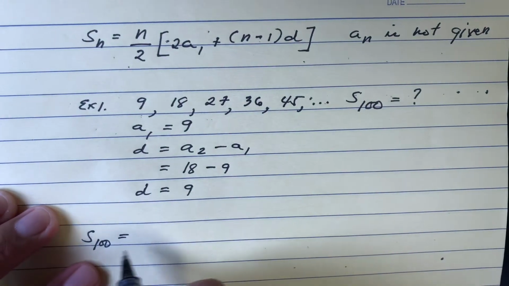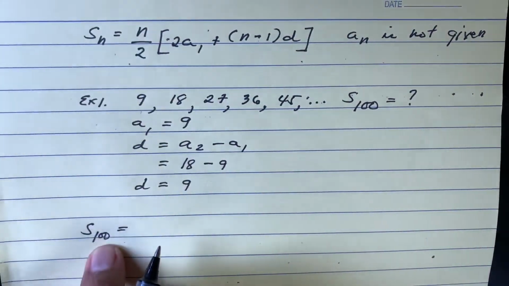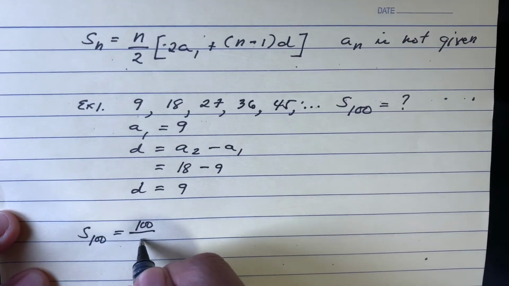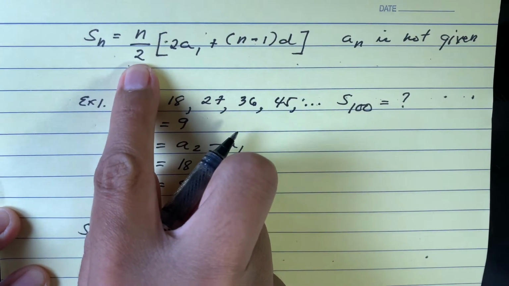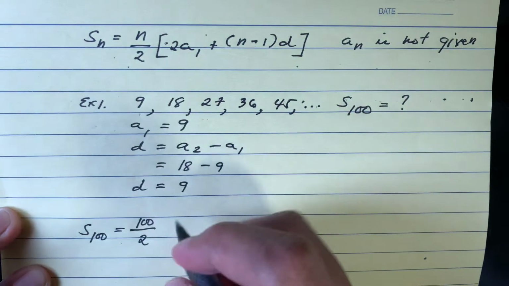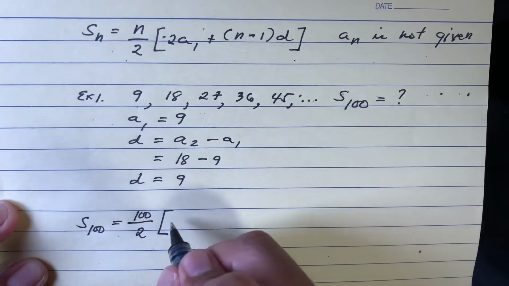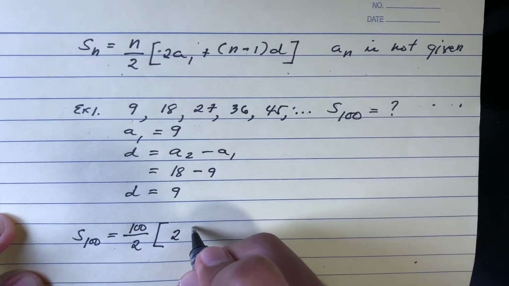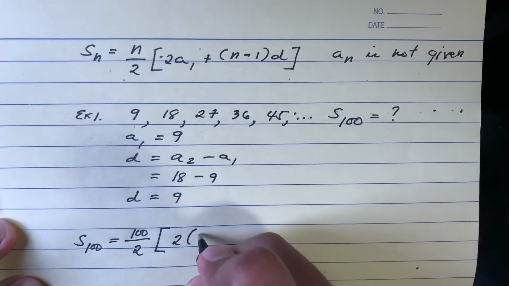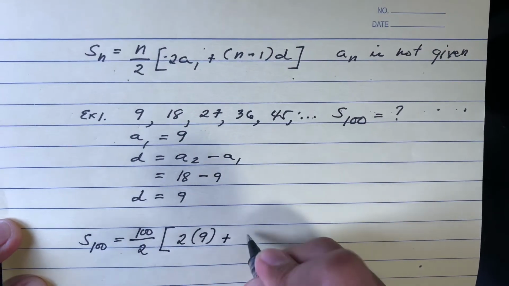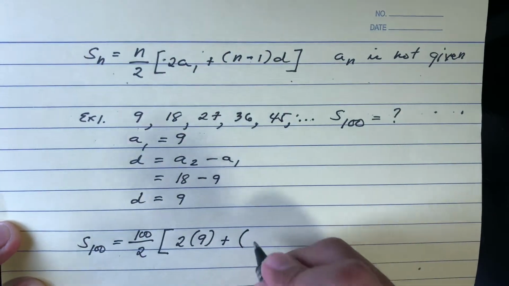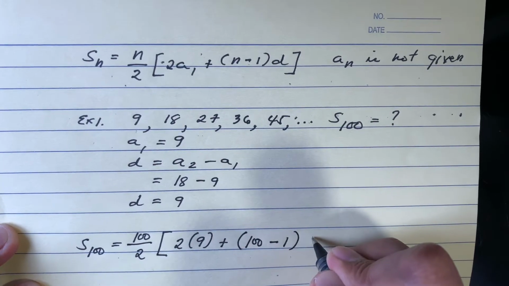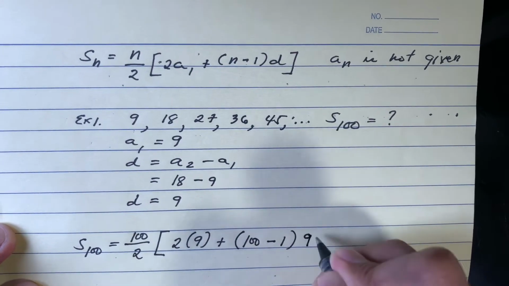So S sub 100 is equal to, of course, our n is equal to 100. So 100 divided by 2. Your 2 here is given by the main formula. You cannot change that. Then we have 2a sub 1, so we have 2 together with 2 here. You cannot change that. That's given. Times, what is our a sub 1? It's 9. Plus, again, your n is 100, 100 minus 1. Our common difference is equal to 9, of course.